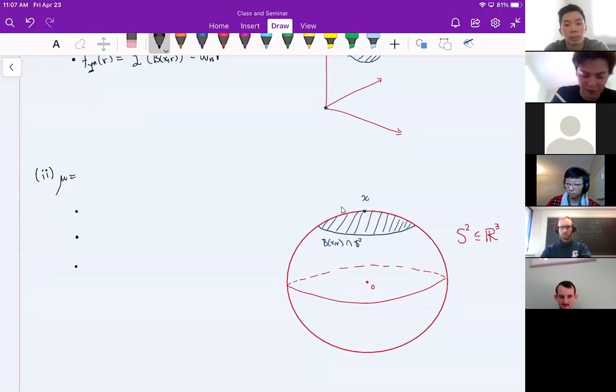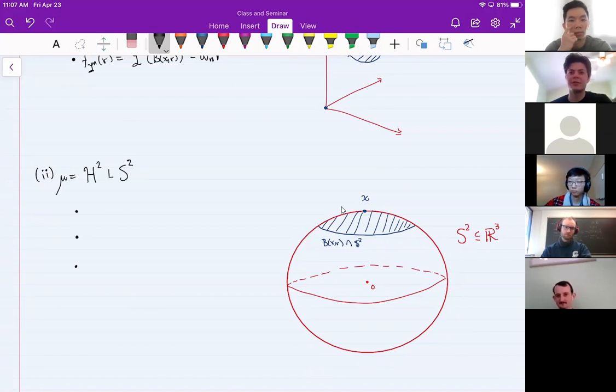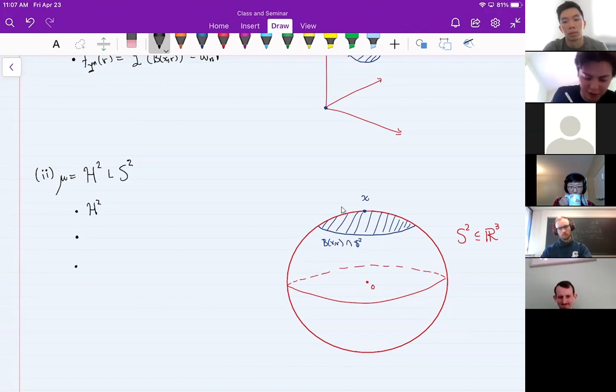Secondly, I'll write mu is what's called H^2 on S^2. When I write S^2, I mean the picture I've drawn to the right, which is just the sphere embedded in R^3. And what is this H^2 thing? It's called Hausdorff measure, or two-dimensional Hausdorff measure. Really all you need to know is that H^2 measures the area of sets.